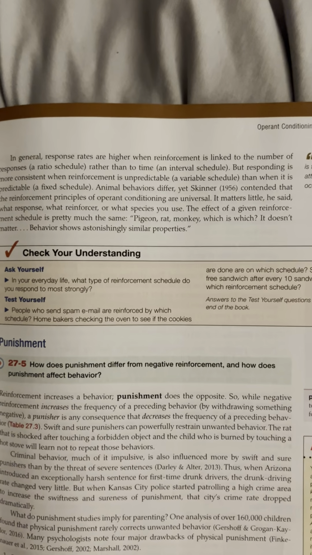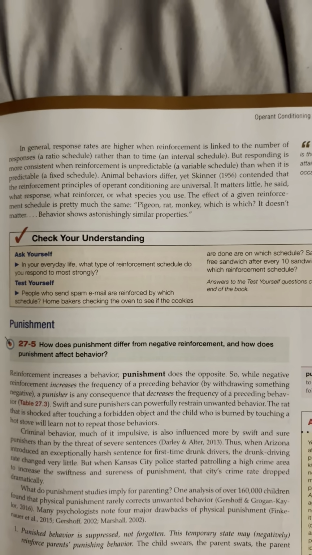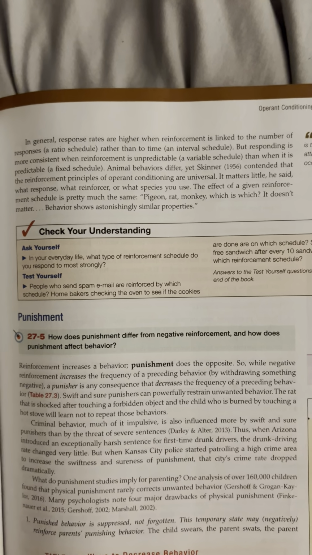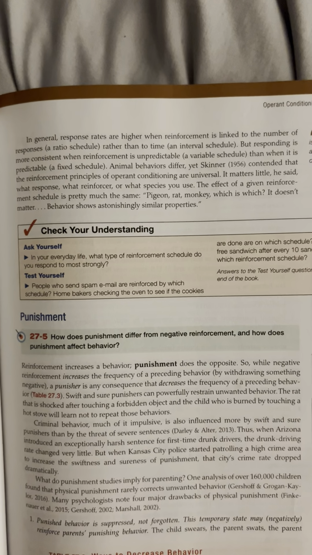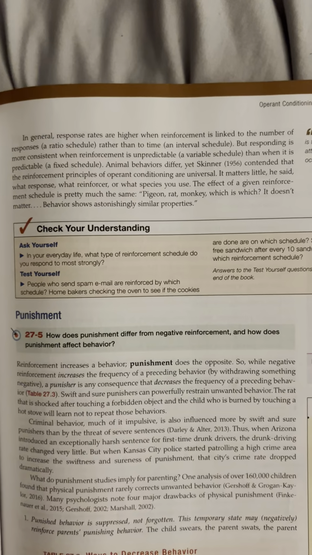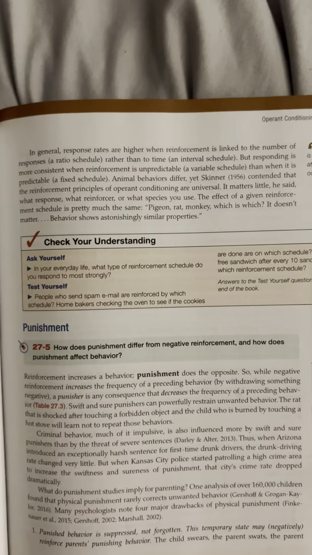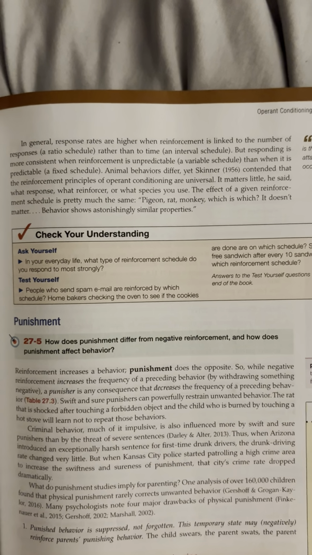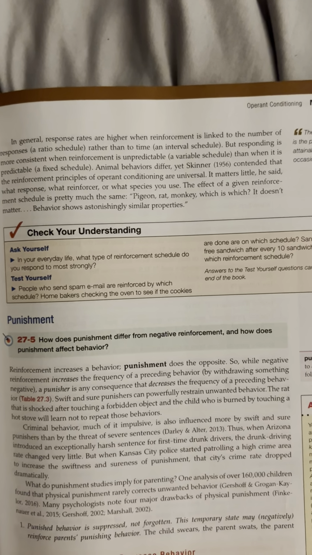Okay. Almost there. General response rates are higher when reinforcement is linked to the number of responses, a ratio schedule, rather than time. But responding is more consistent when reinforcement is unpredictable than when it is predictable. Animal behaviors differ, yet Skinner contended that the reinforcement principles of operant conditioning are universal. It matters little, he said, what response, what reinforcer, or what species you use. The effect of a given reinforcement schedule is pretty much the same. Pigeon, rat, monkey, which is which? It doesn't matter. Behavior shows astonishingly similar properties.